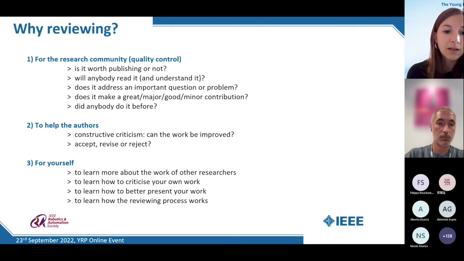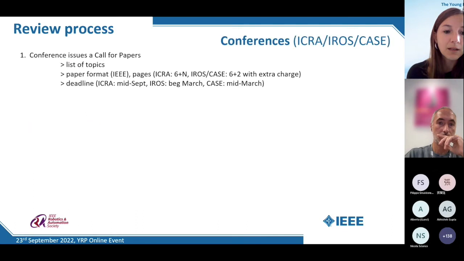And finally, to learn how the review process works, because whenever you are involved in a review process, you get more insight into how your own work will be reviewed. So these are the reasons we found to review a paper, and this is why we are here today. Then let's go now into the details of the review process.